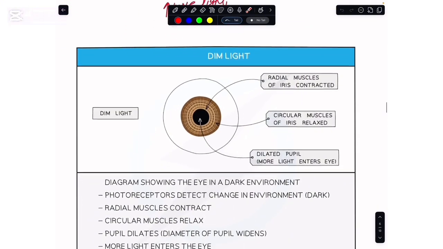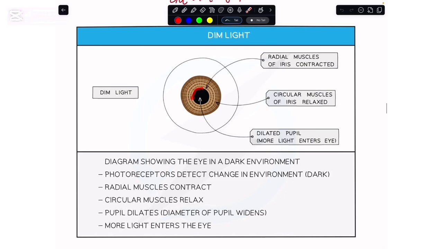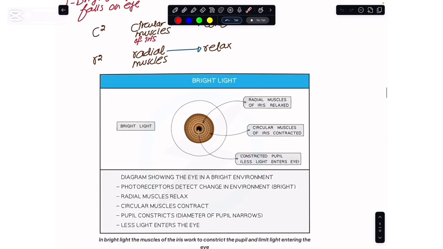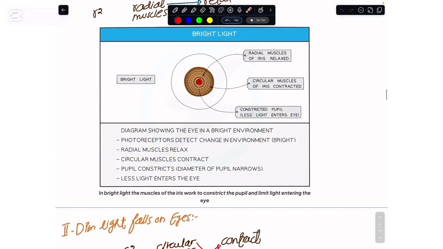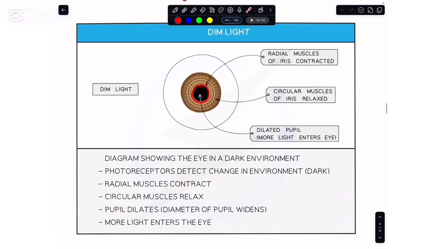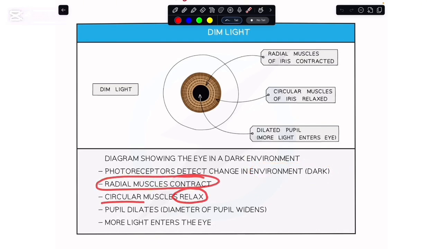Now, if I show you a neat diagram of this, you see that in dim light, the size of the pupil is increasing. When we were exposed to bright light, the size of the pupil was decreasing, but here in this example, it is increasing. Again, what you are required to remember for your exam is that when you are in dim light, the photoreceptors in the eye detect that the environment you are exposed to is now dark or dim. So now the radial muscles contract and the circular muscles relax and the pupil dilates, it increases its diameter. As a result, more light enters your eyes.